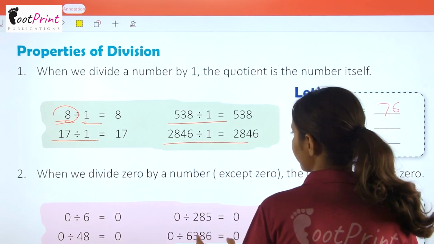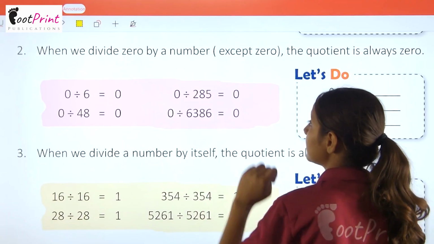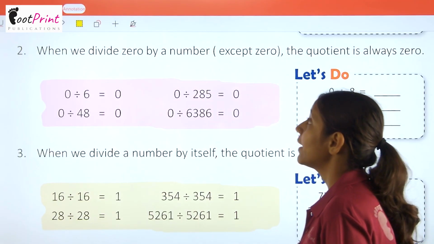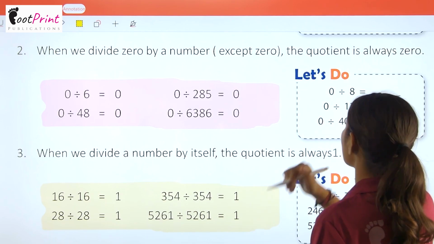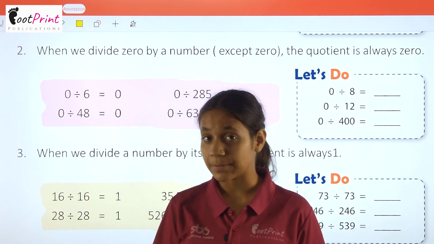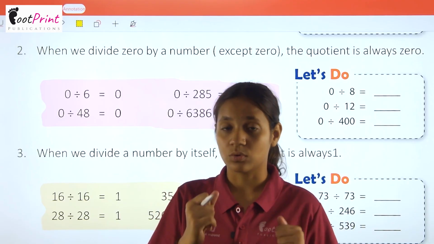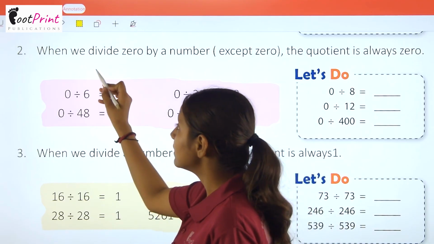Okay, now we have the second property. What second property says? When we divide 0 by a number, the quotient is always 0. जब भी हम किसी नंबर को डिवाइड करते हैं from 0, that means here dividend is 0.